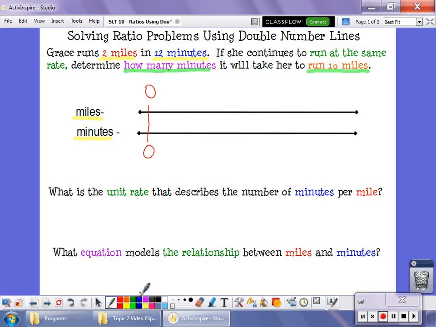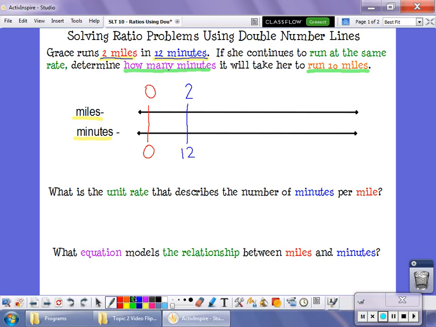Now if we look at our question, we can see that Grace runs 2 miles in 12 minutes. If I were going to put that on my double number line, I would make a line and I would say that she does 2 miles. So I put my 2 at the top number line because that's my miles number line, in 12 minutes. So these two numbers go together like a pair. They are my ratio, 2 miles in 12 minutes.